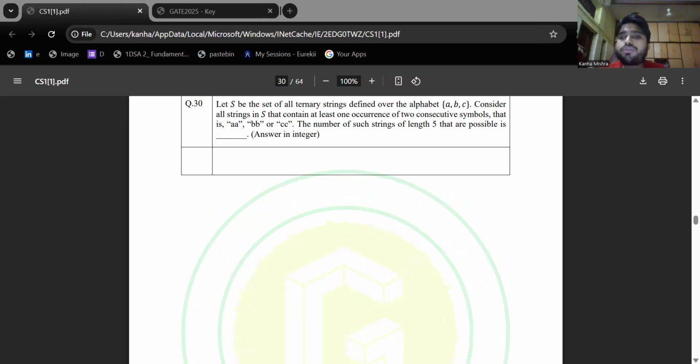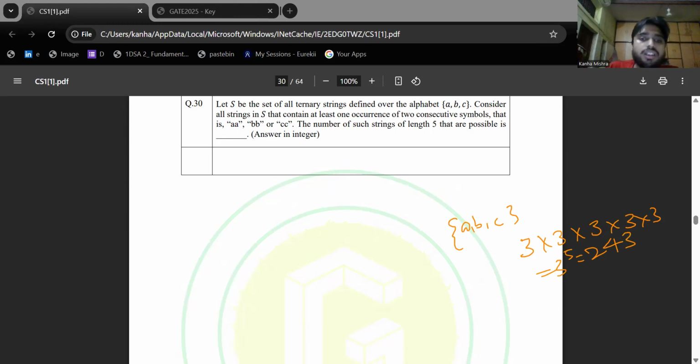In order to solve this question, it is a simple combinatorics problem, let's understand that. A ternary string is formed using three symbols A, B, and C. So for a string of length 5, there will be 3 into 3 into 3 into 3 into 3, total 3 to the power 5, that is 243 cases. These are the total strings of length n equal to 5, where a string is formed using three symbols, here A, B, C.